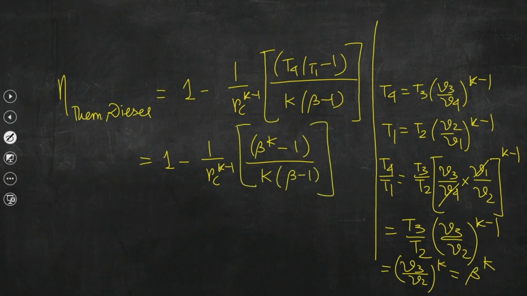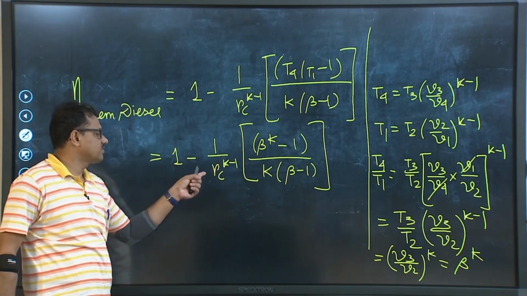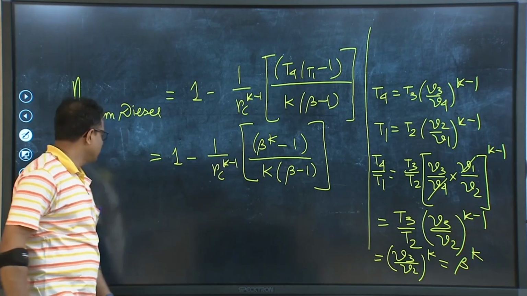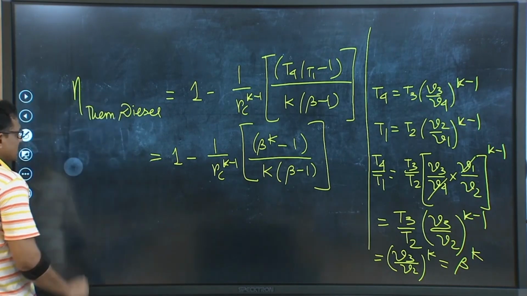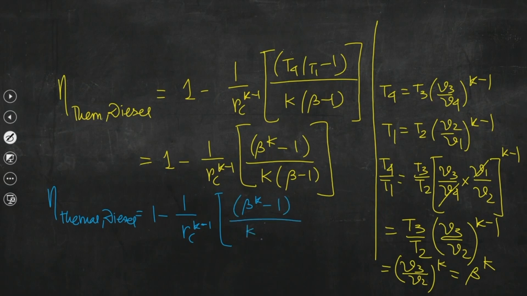So, this is the thermal efficiency of the diesel cycle, and that we can see from this expression is a function of compression ratio as well as the cut-off ratio beta. Now, I would like to tell you one important thing. You know that I can write eta thermal diesel equal to 1 minus 1 upon RC power k minus 1 into beta power k minus 1 divided by k into beta minus 1.